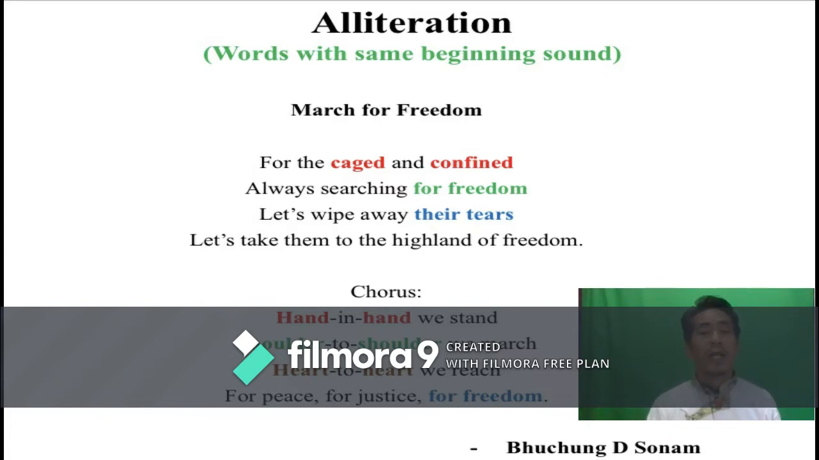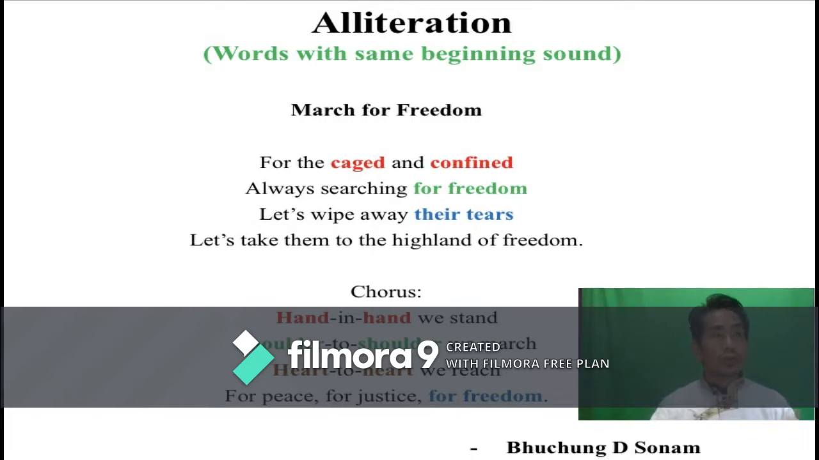Okay, now you just look at this. If you pay attention to one single line, for the caged and confined, the words caged and confined both start with the same K sound. Always searching for freedom, for and freedom, same beginning sound. Let's wipe away their tears, same T sound. Hand in hand, shoulder to shoulder, heart to heart, the same H sound. For peace, for justice, for freedom, the starting sound is F. So this is an example of alliteration.